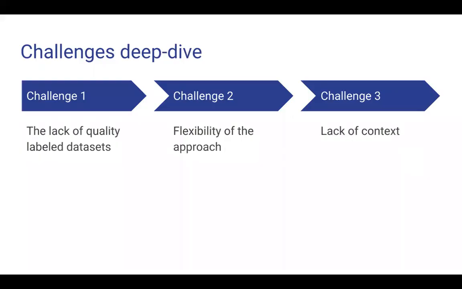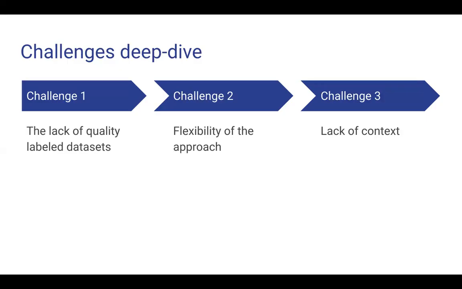We have three challenges. The lack of quality labeled datasets, which is number one. It's because most of the datasets we have currently are in English, and without reliable training data, it can be difficult to ensure that classifiers accurately identify fake news for languages other than English. Flexibility of approach is the second challenge, related to the limited number of text characteristics that are currently used to identify fake news. Existing approaches often rely on labeled datasets, which can be difficult to obtain and may not accurately represent a variety of fake news.